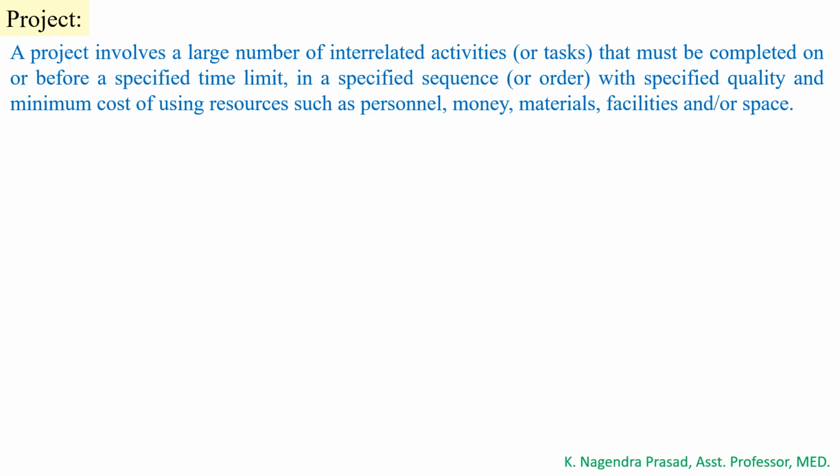Let us consider house construction as an example of a project. The construction of a house involves many interrelated activities such as planning, foundation work, wall and roof work, electricity work, plumbing work, carpentry work and painting. We have to complete this house within a specific time, maybe 6 months or 8 months, depending upon the type of the house.